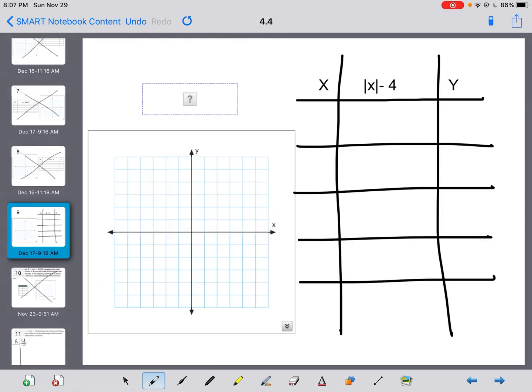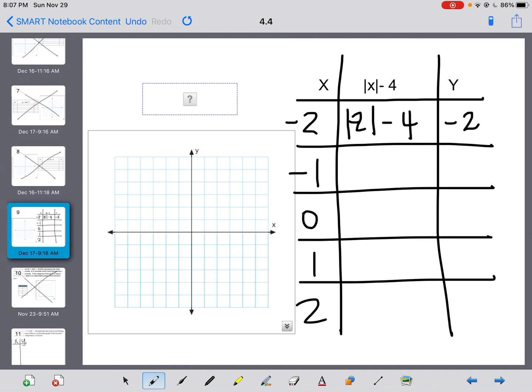All right, let's try one that maybe isn't going to give us a straight line. Let's try something like this. All right, so I'm going to pick, again, my -2, -1, 0, 1, and 2. And I'm going to plug in what I know. So I need the absolute value of -2, which is 2, minus 4. And 2 minus 4 is going to give me -2.